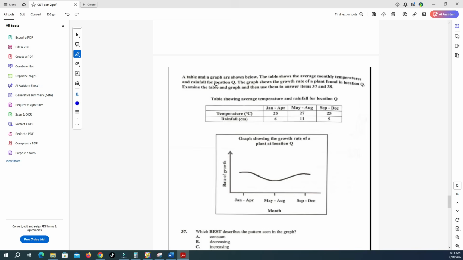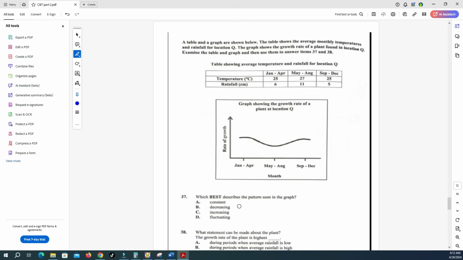A table and a graph are shown below. The table shows the average monthly temperatures and rainfall for location Q. The graph shows the growth rates of a plant found in location Q. Examine the table and graph and then use them to answer items 37 and 38. So this is the temperature right here, the table, 25, 27, 25, then the rainfall in centimeters, 6, 11, 5. The graph shows the growth rate of a plant. Okay, so this is the y-axis, x-axis, the growth rate and the time in months, which is over time. All right, so which best describes the pattern seen in the graph?